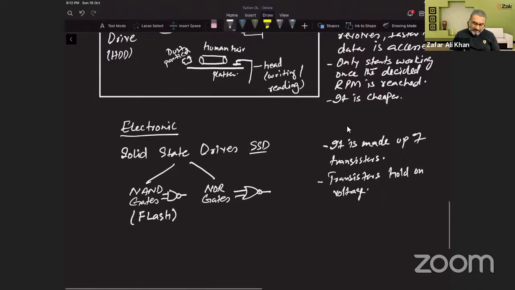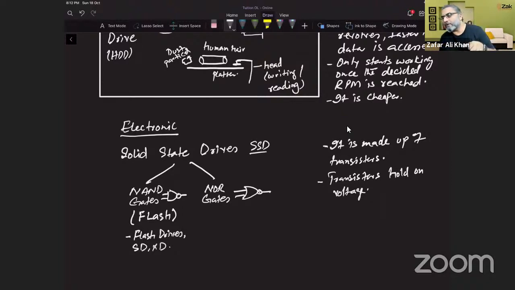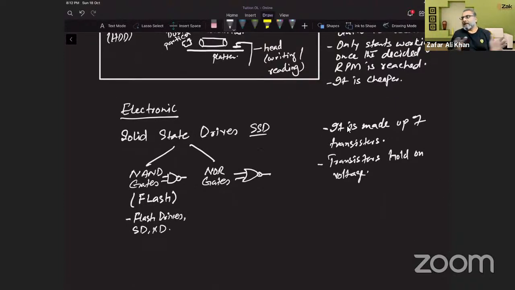तो अब आपके पास में क्या क्या आ गए, फ्लैश ड्राइव्स आ गई. SD कार्ड्स आ गए या XD कार्ड्स आ गए. SD और XD में फर्क होता है उसका encryption का. XD is more secure, but these are flash. Flash means a drive which is made up of NAND gates.